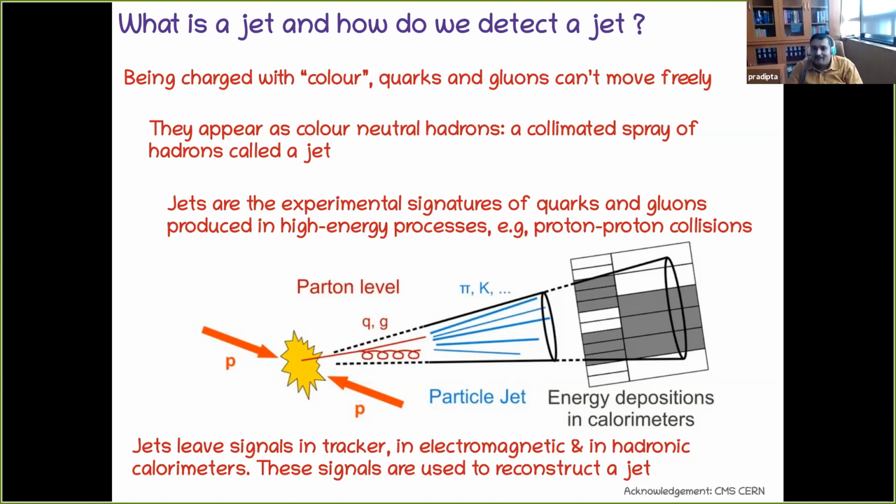Jets are extremely important for the LHC because they give the experimental signatures of quarks and gluons produced in high energy collisions. For example, in a proton-proton collision, you have quarks and gluons as the output, and eventually they form hadrons, which move in a conical shape. I will define why this cone is important. Finally, they deposit their energy in the hadronic calorimeter. We measure this energy and use it to reconstruct the jet. So the jet is something very important.